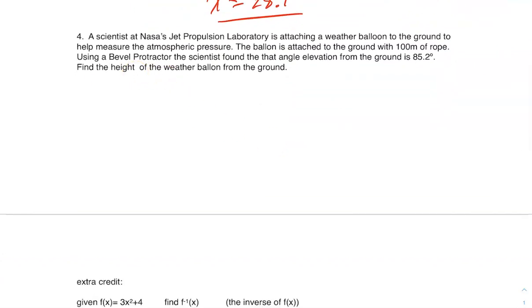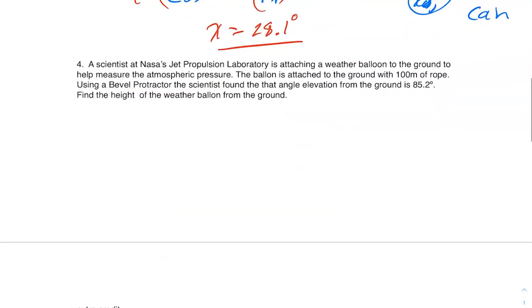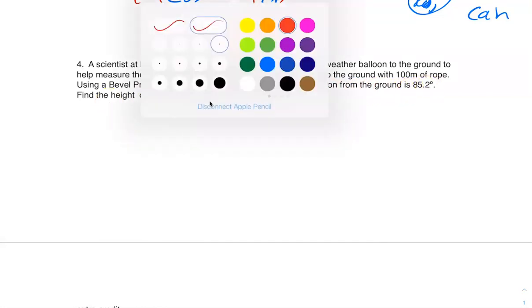Application problem. A scientist at NASA's Jet Propulsion Laboratory is attaching a weather balloon to the ground to help measure the atmospheric pressure. The balloon is attached to the ground with 100 meters of rope. Using a bubble protractor, the scientist found that the angle of elevation from the ground is 85.2 degrees. Find the height of the weather balloon from the ground. So a lot of things going on here.